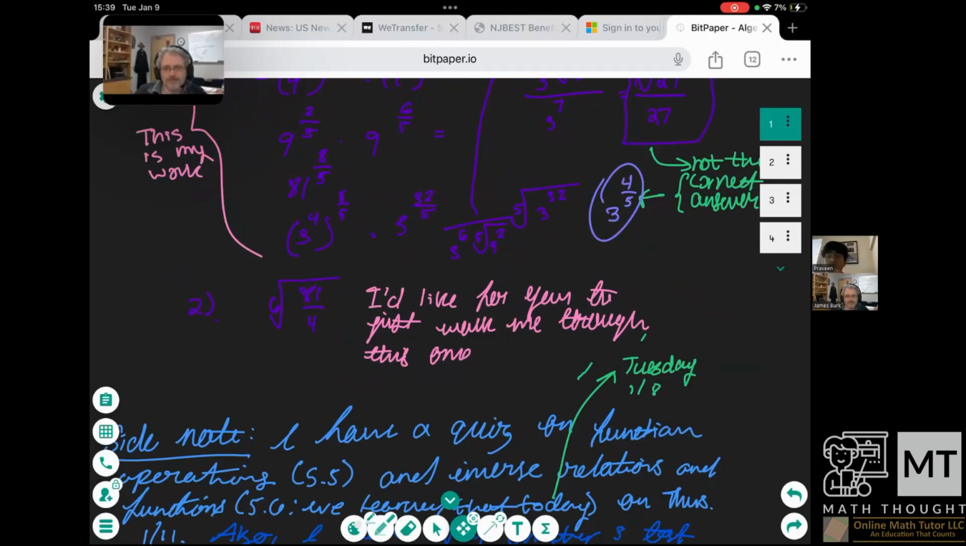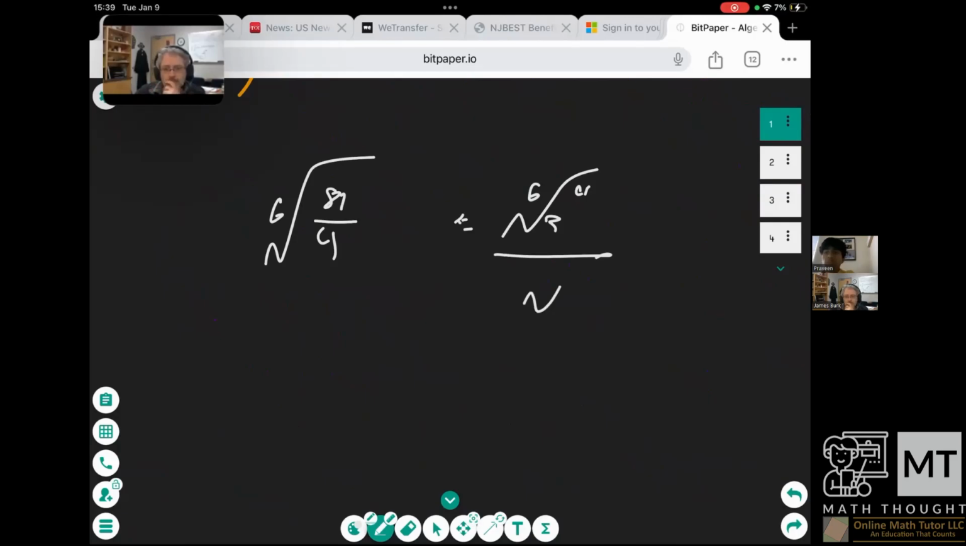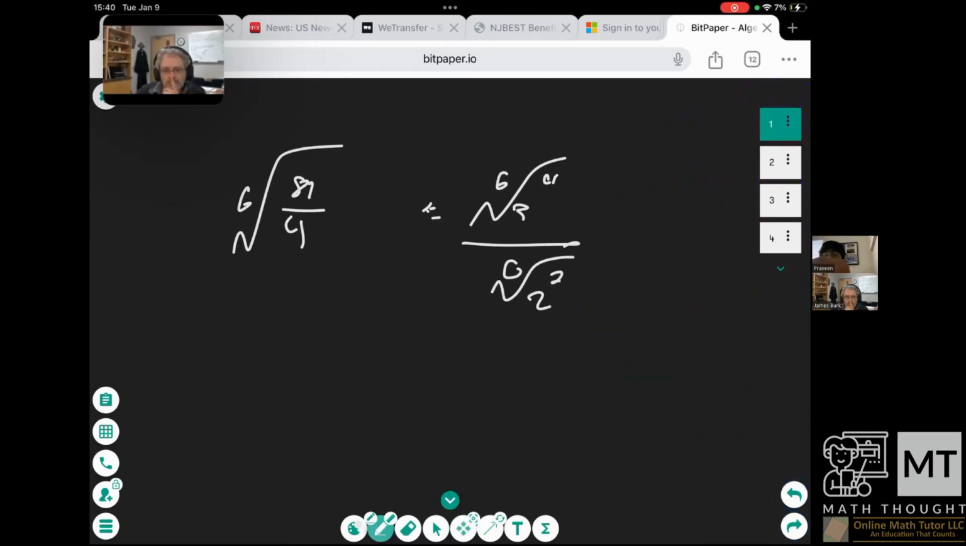All right, so it's the sixth root of 81 over 4. So you do the sixth root of 3 to the fourth, right? Because that's you simplifying the base. Then you do the sixth root of 2 squared. So now you rationalize the denominator, I think. So then you'd multiply both sides by the sixth root of 2 to the fourth, which would equal, so 81 times 16, basically.